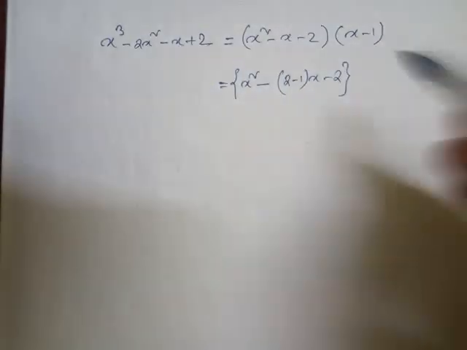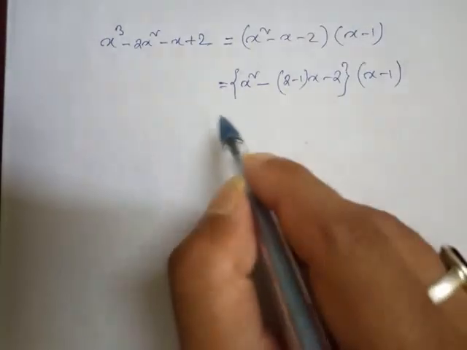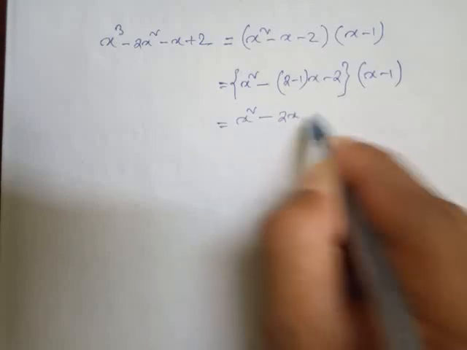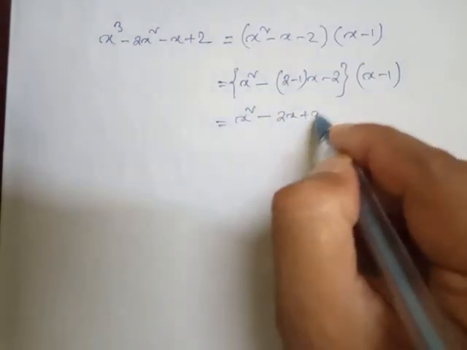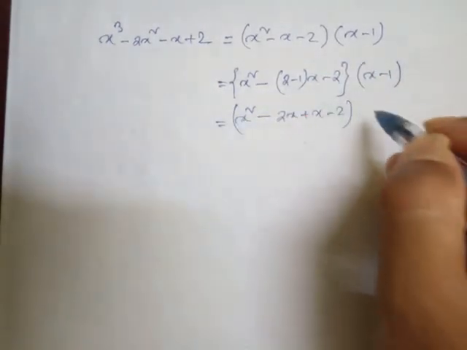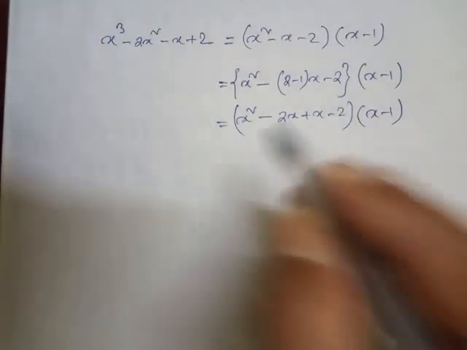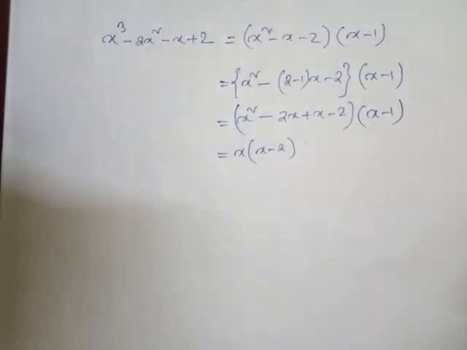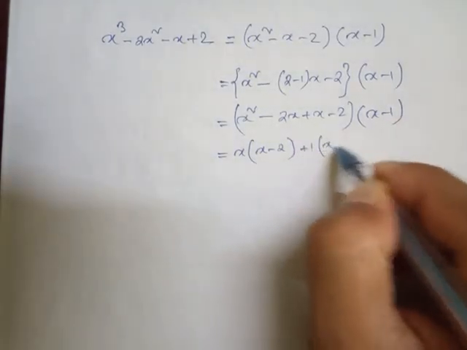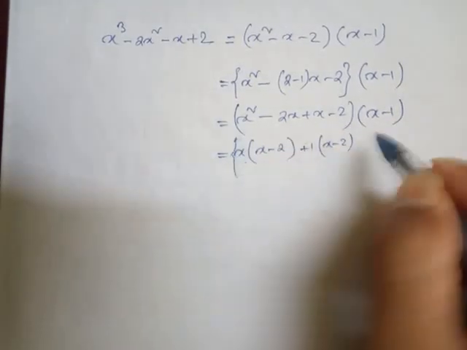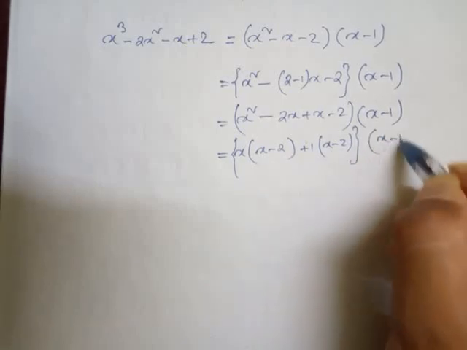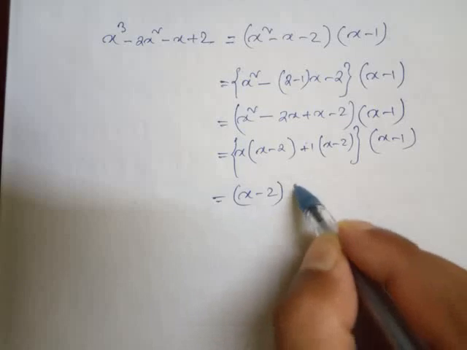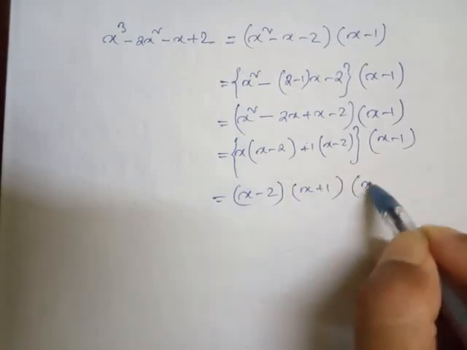Now look, and this could be x minus 1. Now after that, x square minus twice x here. Now minus minus plus x, then minus 2. Now look after that, x minus 1. Look after that, just take common x, then x minus 2. Here take common 1, then x minus 2. Now after that, x minus 1. Look here now, x minus 2 common here, then x plus 1 and x minus 1.